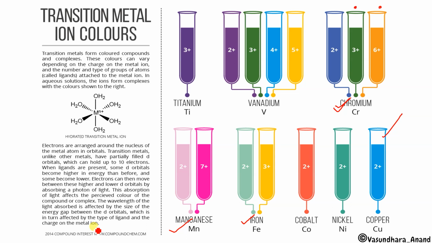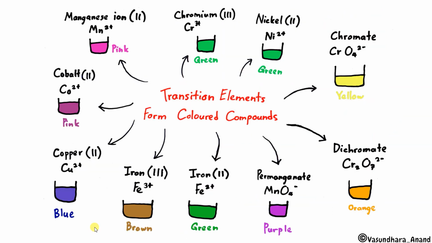So that is basically what you have to learn for now: they show different oxidation states, they show different colors in different oxidation states, and that also depends upon the number or type of ligands, whether they form high spin complexes, that means weak ligands, or low spin complexes, that means strong ligands. All these things decide the color of the transition elements. Okay, this is another slide for the same color.